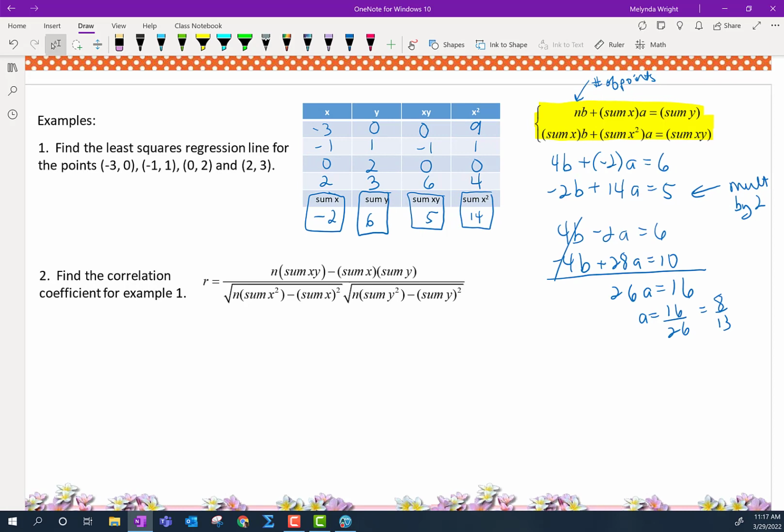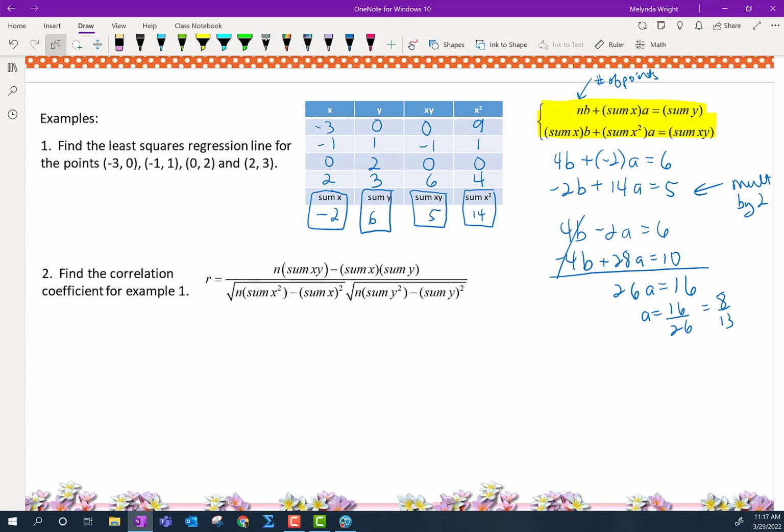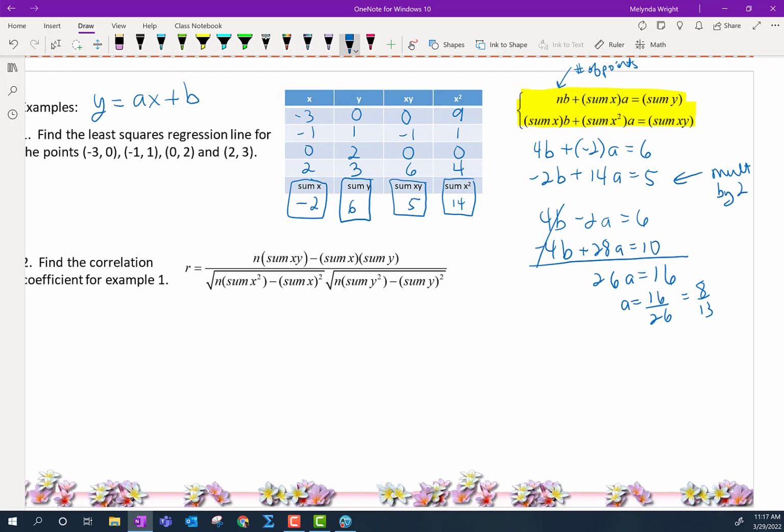You might want to know, well, why do we even care about what a is? What does that even mean? What is a and b? Well, a and b are the letters that they're using in our regression model, ax plus b. So that's our regression model that we're using, and we just found a, which in the model is the slope. Okay, so then the next thing to do is simply plug a back into one of those equations to find b. I'm going to use the top equation, it just seems easier.